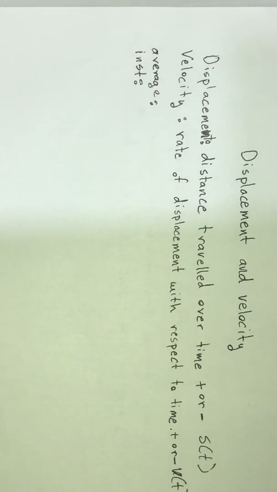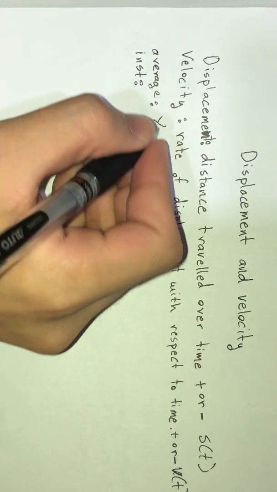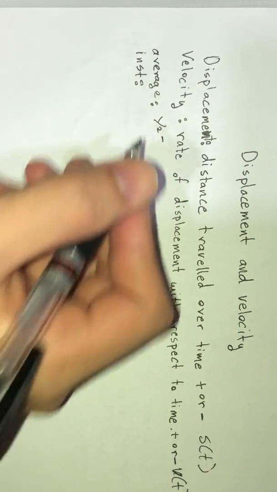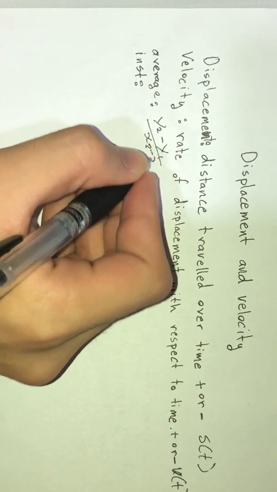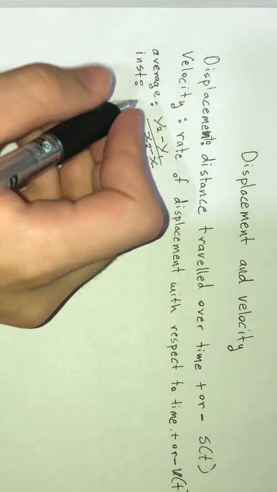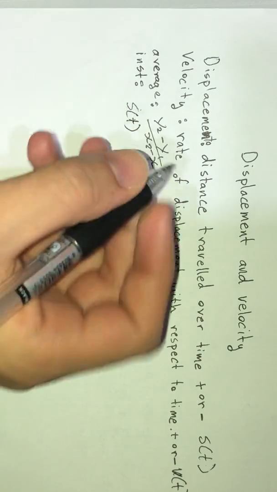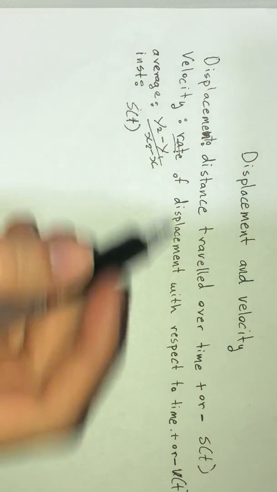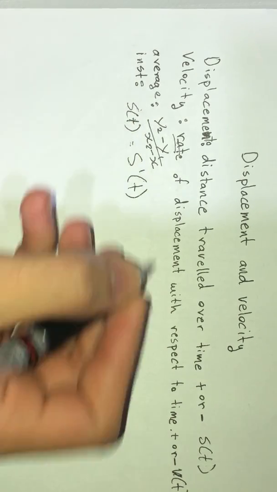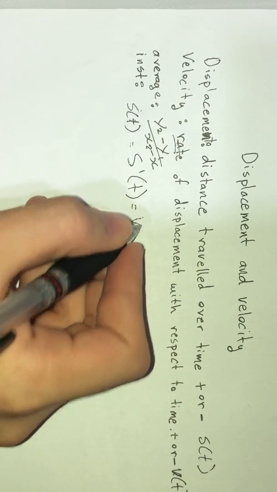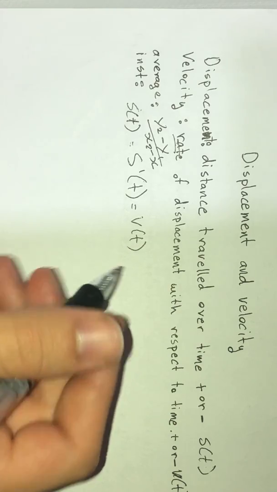So, going back on the review which I posted on my previous video, average rate of change is found just the exact same way as average velocity: y2 minus y1 over x2 minus x1. And instantaneous velocity is found through the derivative of the displacement, since it is the rate of displacement. So if you derive that to get the s'(t), the derived form, that is equivalent to the instantaneous velocity at a certain point in time.